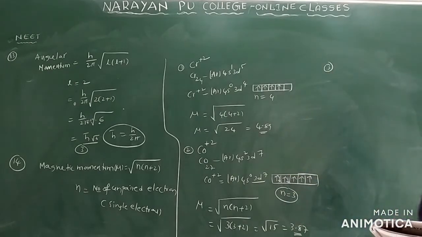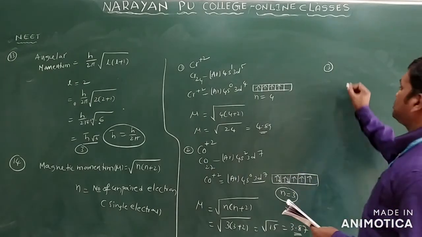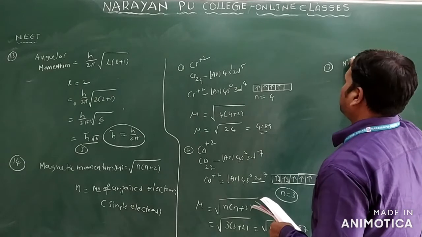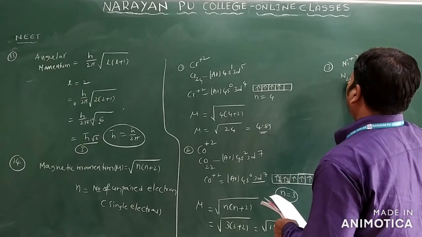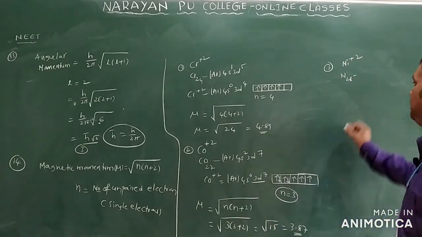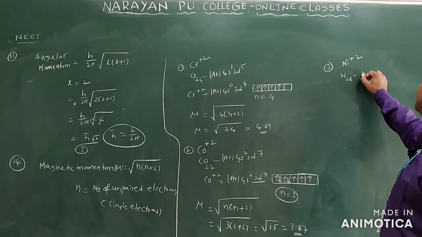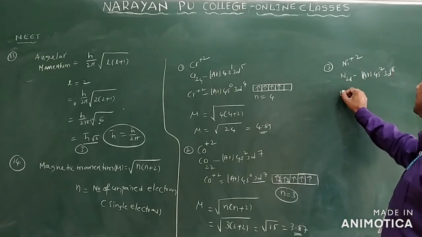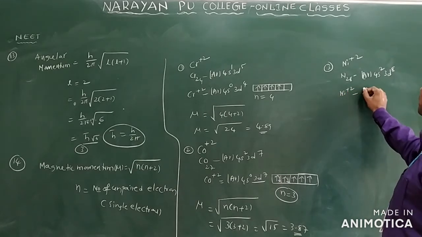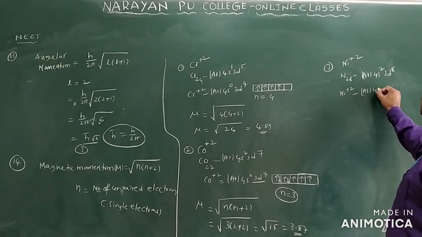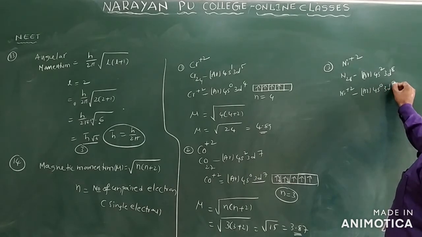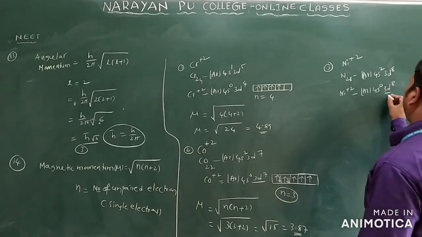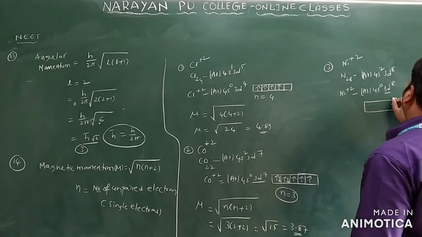Now we see the next option we have. Third option. Okay, Ni plus 2 is given. So, nickel, what is the configuration? The atomic number is 28. You will write argon 4s2 3d8. Ni plus 2, what will you get? Argon 4s0 3d8 only. So, we write d8 only.